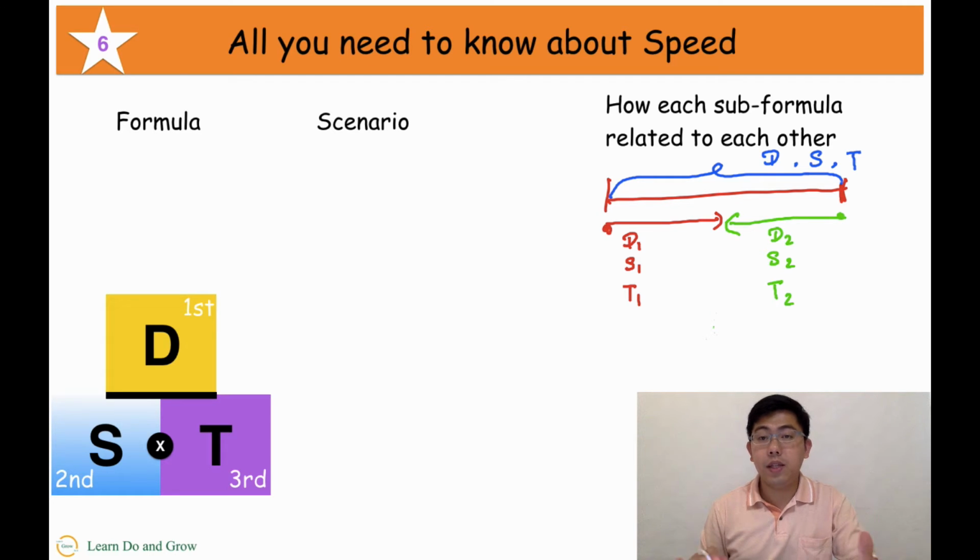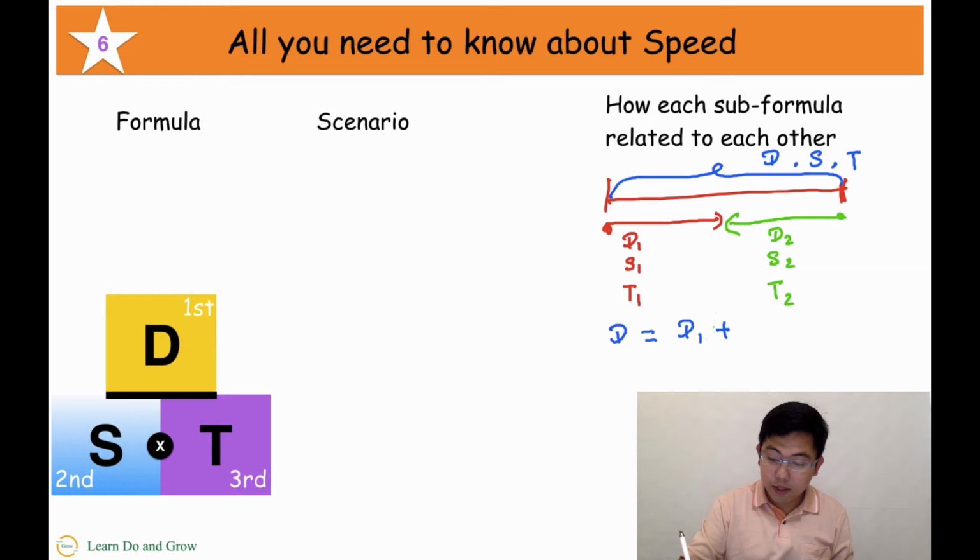Okay, so how do they relate to each other? In this case, if you notice, the total distance from here to here is equal to d1 plus d2, meaning the distance traveled by object 1 plus the distance traveled by object 2, which is d2. Okay, and t is also the same thing, t1 plus t2.